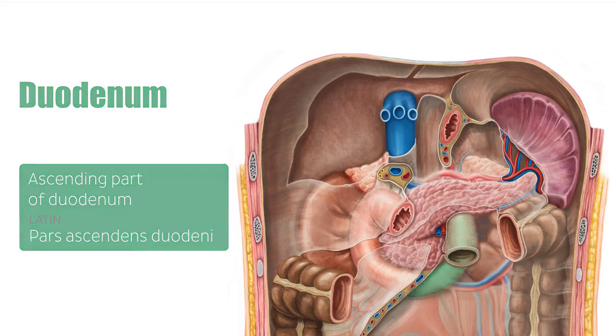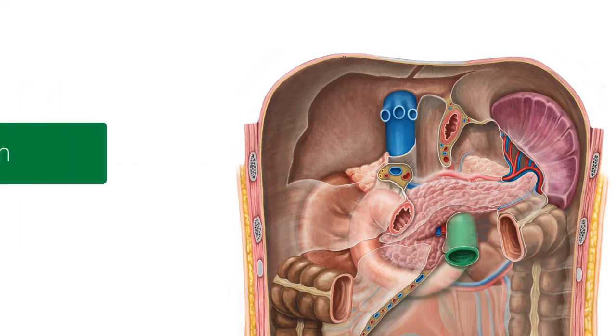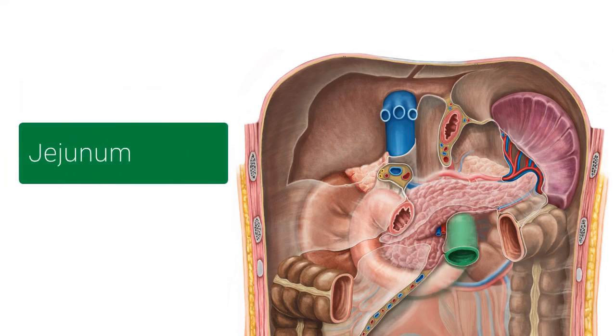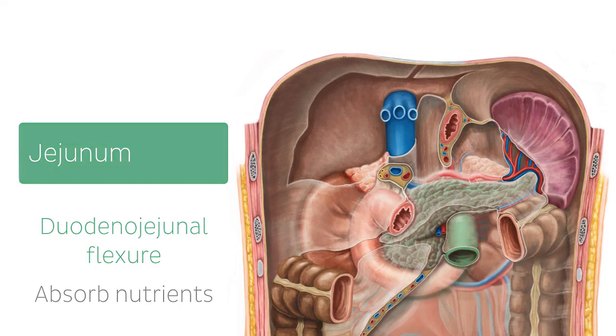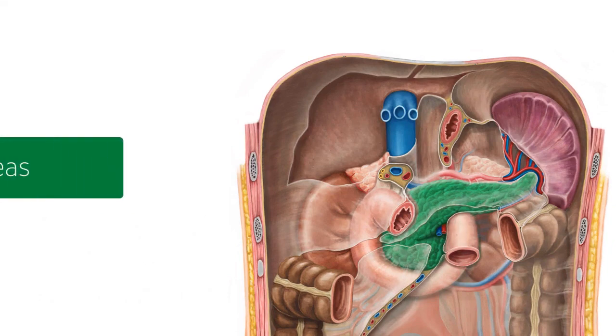So that leads us on to another organ we see, the jejunum. The jejunum is the second part of the small intestine that starts immediately after the duodenum at the duodenal-jejunal flexure. The first part of the jejunum is highlighted here in this image, and its main function is to absorb nutrients which have been digested by the duodenum. The final organ we're going to talk about is the pancreas.